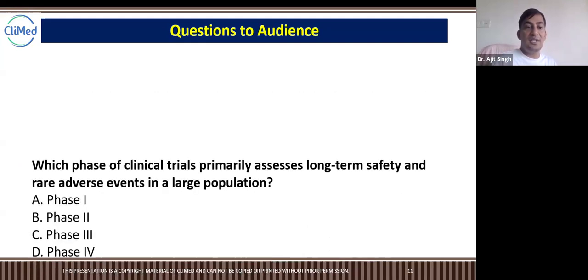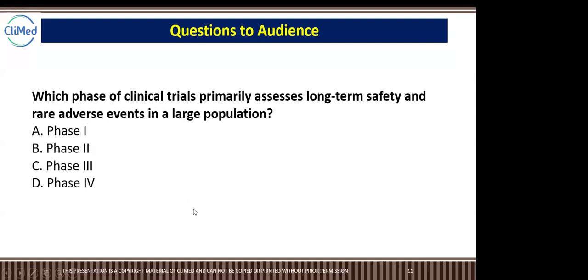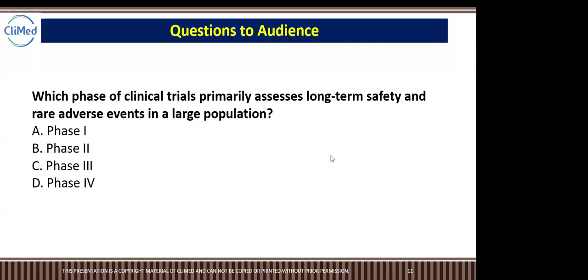Next question for all of you, I think the last maybe: which phase of clinical trials primarily assesses long-term safety and rare adverse events in a large population? Phase 1, 2, 3, or 4? Yes, phase 4. Okay, someone was telling phase 3 also, but it is phase 4.